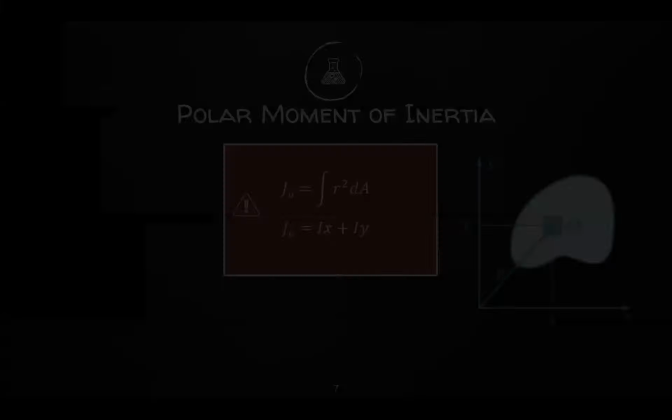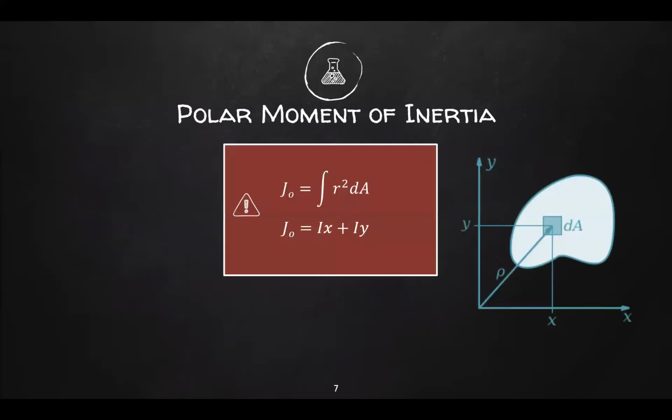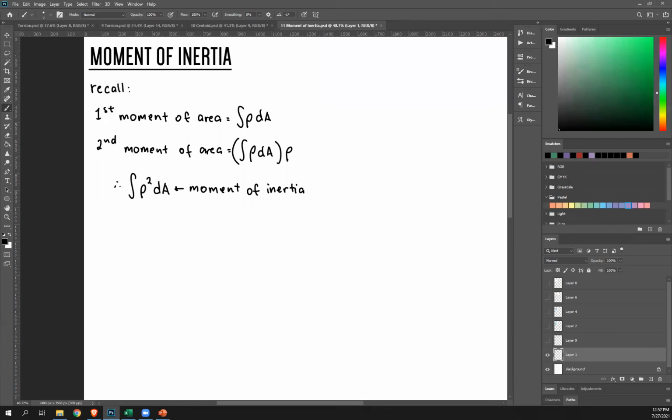So these are our equations. So J sub O, that just means polar moment of inertia about pole O, is integral of r squared dA, where r is the distance of your element to your pole O or z axis. Okay, and then once you solve for that, you'll see that the final equation for polar moment of inertia about the z axis is just I sub x plus I sub y. So let's derive that equation.